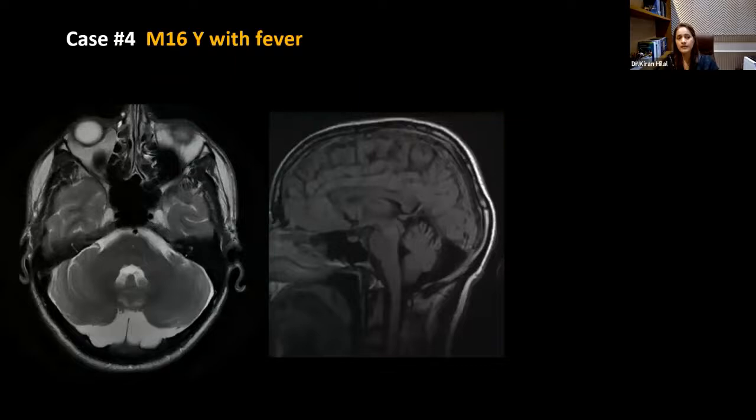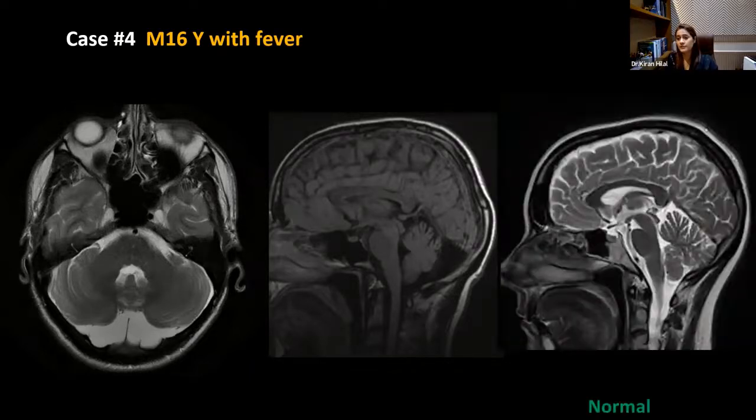Coming to case number 4, this patient is an 18-year-old boy who presented with meningitis and fever in the emergency room. We performed the MRI and this is the image. Do you think it's normal? At once, it looks absolutely normal to me. But if you compare it with a normal study, yes, there's an abnormal cystic area in the posterior cranial fossa. So what do you think of it? Definitely there is something wrong in the posterior cranial fossa.